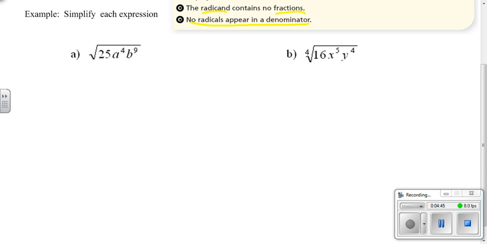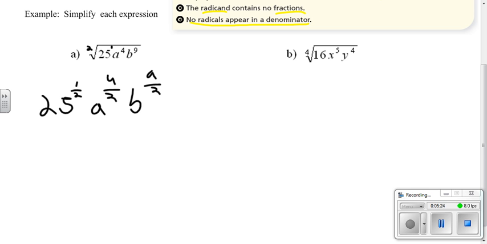So the square root of 25, a to the 4th, b to the 9th. Now there are a couple ways we can look at this. First, we can, again, recognize that this is the 2 index of the square root. So we would call this 25 to the 1/2 power, a to the 4/2 power, keeping its original power from before over the index, so 4 over 2, and b to the 9 over 2.